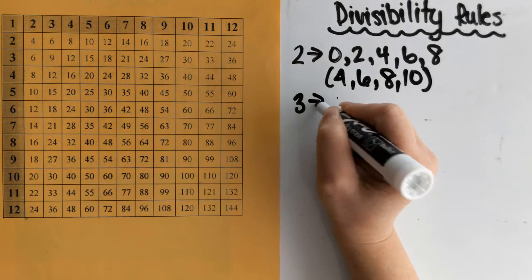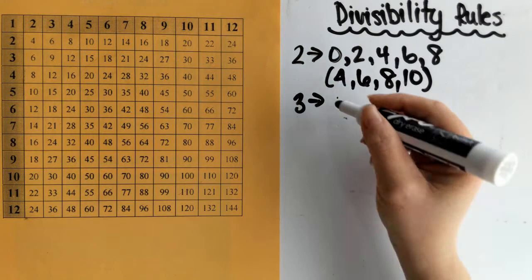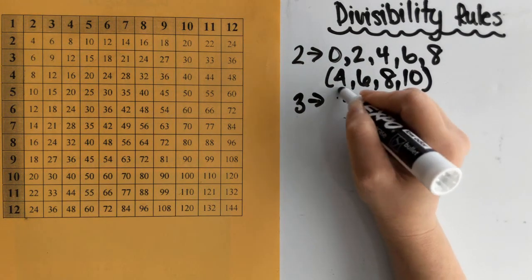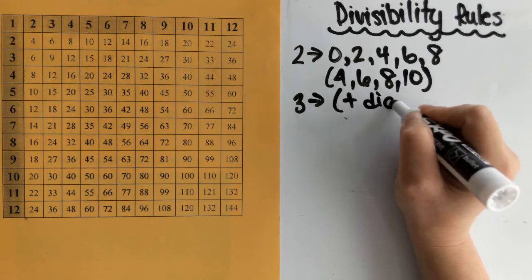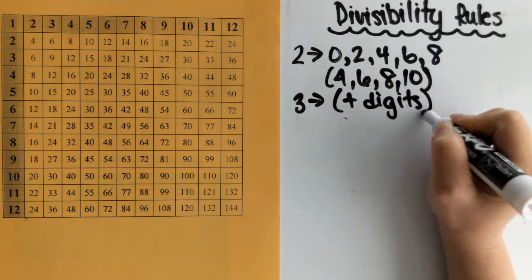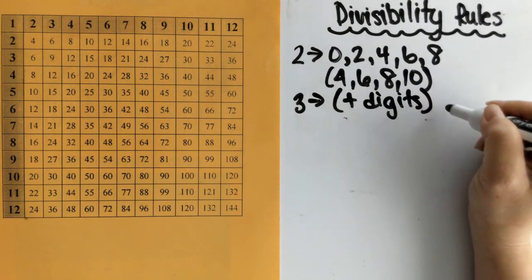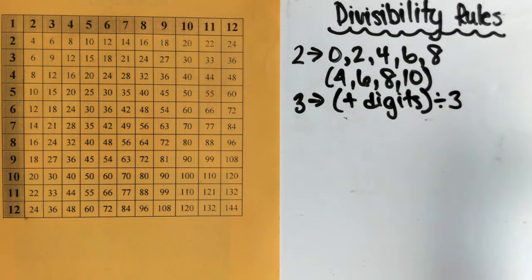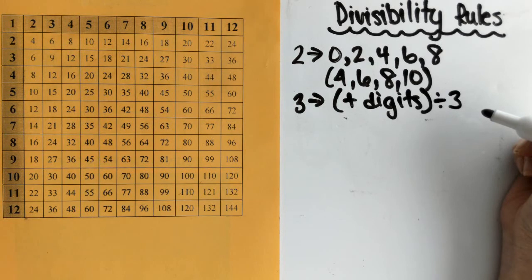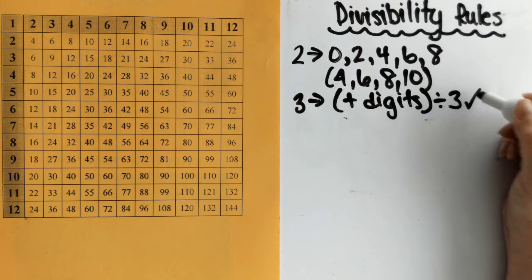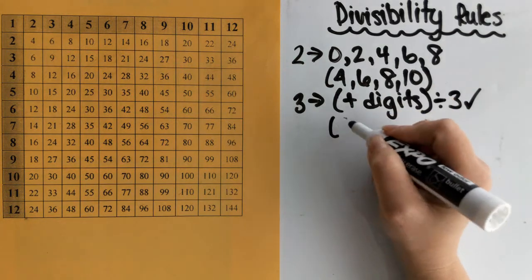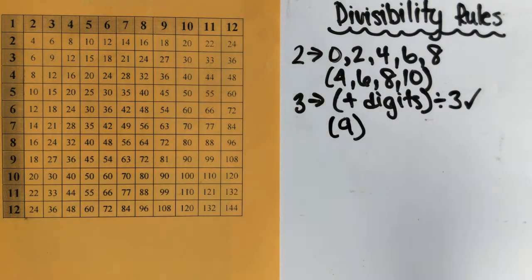In order to see if a number is divisible by 3, we have to add the digits together. I'm going to show you in a little bit how that works. After you've gotten the sum of the digits, you divide it by 3, and if it divides evenly, then that number is divisible by 3. And any number that's divisible by 3 will most likely also be divisible by 9.